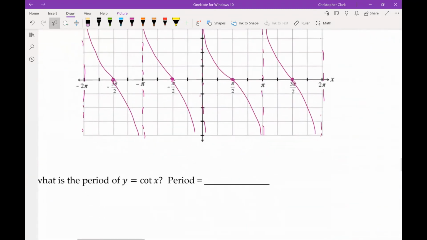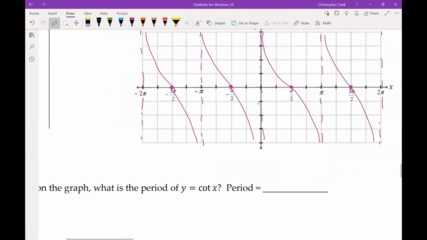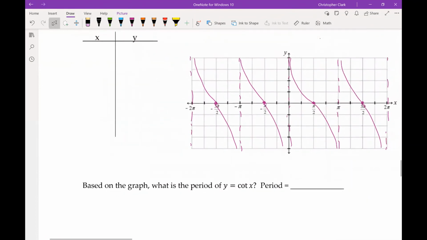Now, what's the period? Well, we can see that it repeats itself between negative pi and 0, 0 and pi, and so on and so forth. So the period is just pi.